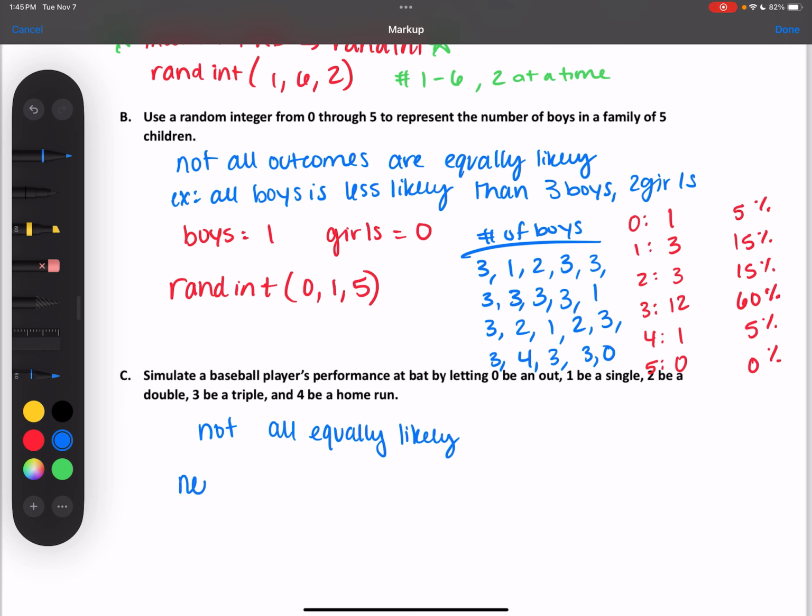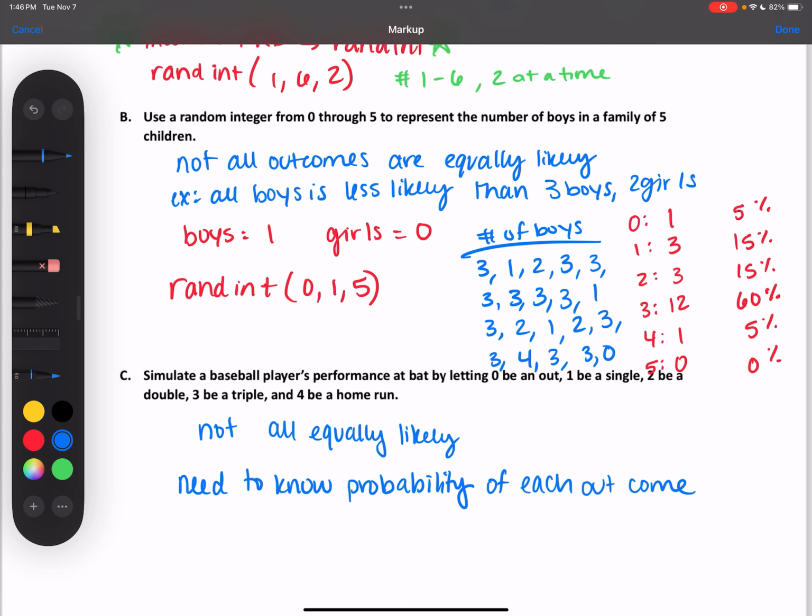What would be a scenario when all outcomes are equally likely? Like free throws, because you can make or miss. Or if this had been simulated differently.